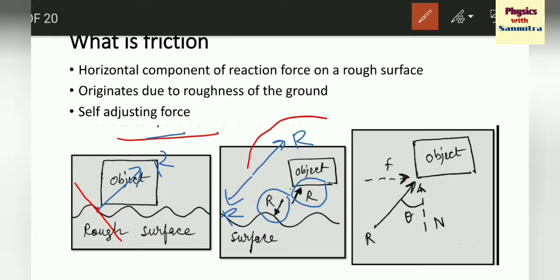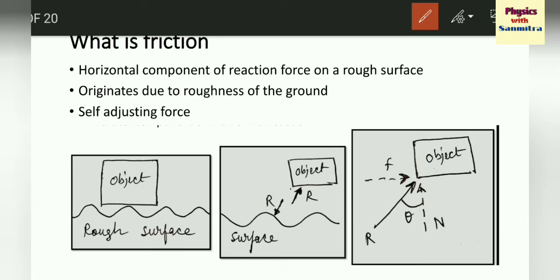All these things I have explained in the free body diagram lecture, so you can go through that if you face any problem. See, this is R, the reaction force. I am resolving it into two components. One is the vertical component, that is the normal reaction. The other is the horizontal component, that is F. So this horizontal component of the reaction, that means when I am pushing an object in the horizontal direction, I am facing some obstruction, some reaction force acting in the horizontal direction. That is exactly what is known as friction.